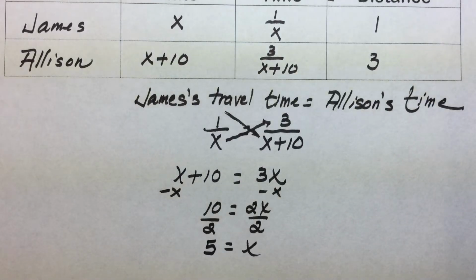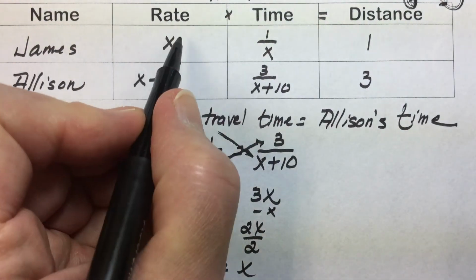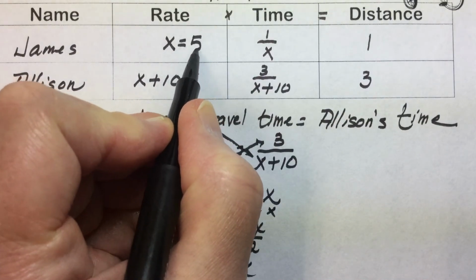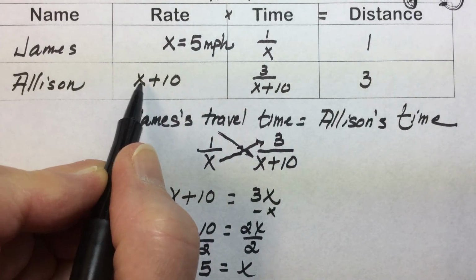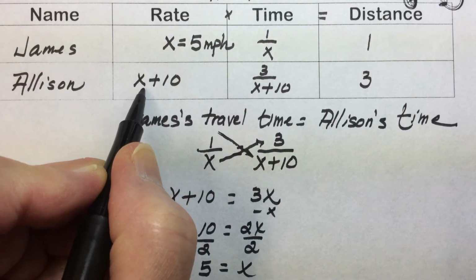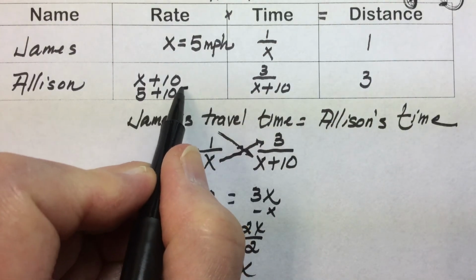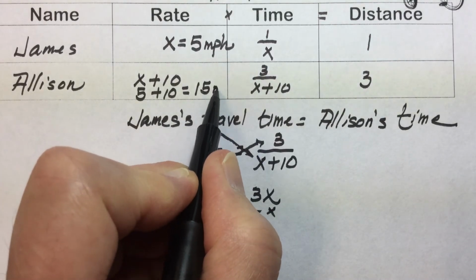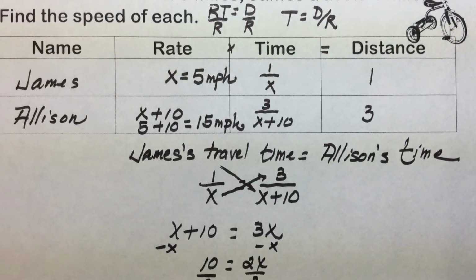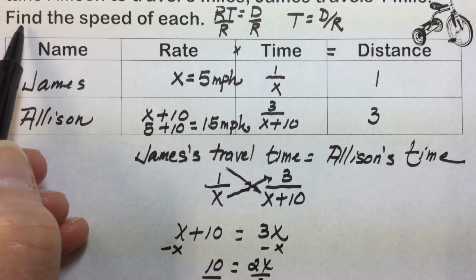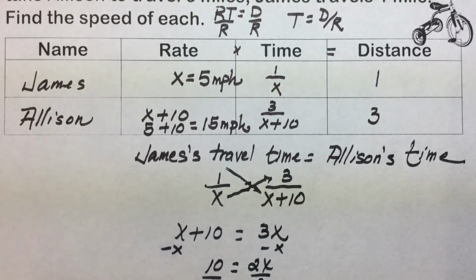Going back to the table then to see what x stood for, x is the value of James' speed. So he's traveling at 5 miles per hour. Allison is x plus 10, so if we replace x with 5 that we found for a solution and add 10 to it, then Allison's speed is 15 miles per hour. And we've solved and answered the question then, finding the speed of each. James 5 miles per hour with Allison at 15 miles per hour.